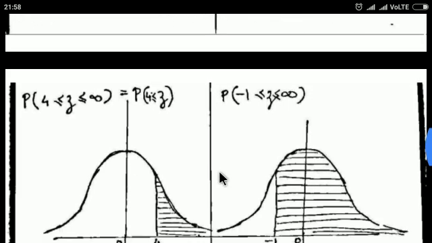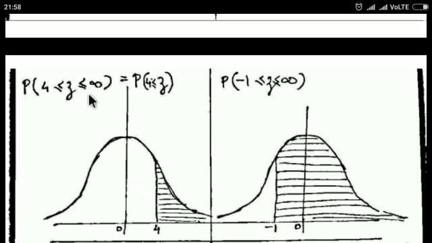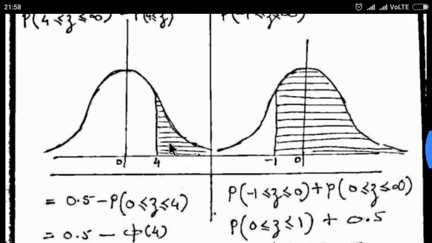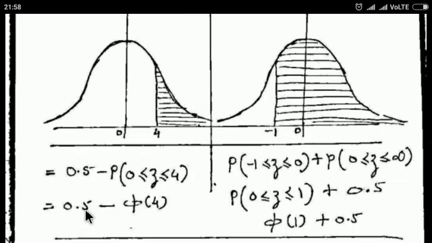Look at this. Probability of z lying between 4 to infinity, or we can say probability of z greater than or equal to 4. So this whole portion will come. So how can I express this? We can write it as this whole thing, 0.5, minus this 0 to 4 portion, this unshaded portion. So I will get the area of the shaded portion. So it will become 0.5 minus phi of 4.